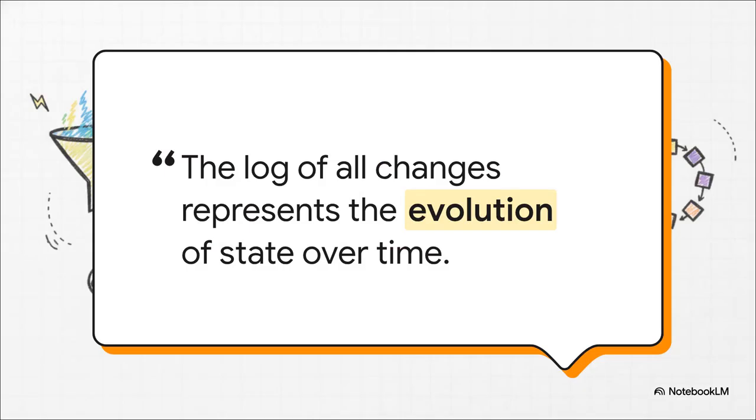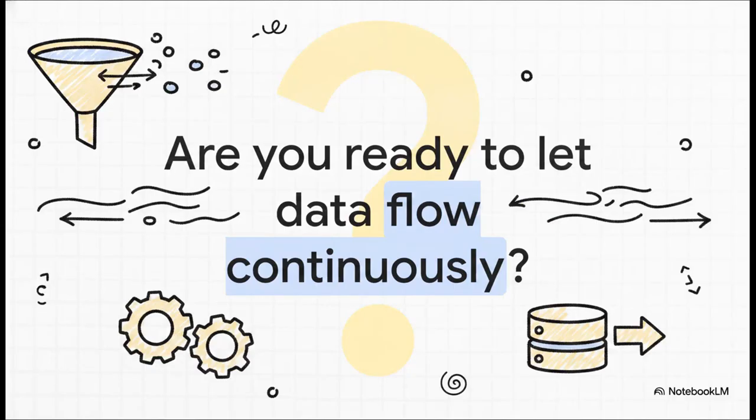I absolutely love this quote from the text. The log of all changes, or changelog, represents the evolution of state over time. It beautifully summarizes our explainer today. Mutable state and immutable events are simply two sides of the exact same coin. By embracing the event log as the foundational source of truth in our systems, we unlock this incredible ability to rebuild states from scratch, maintain incredibly complex asynchronous caches, and decouple our massive, data-intensive architectures so they can effortlessly scale to handle real-world demands. So, I'll leave you with this.